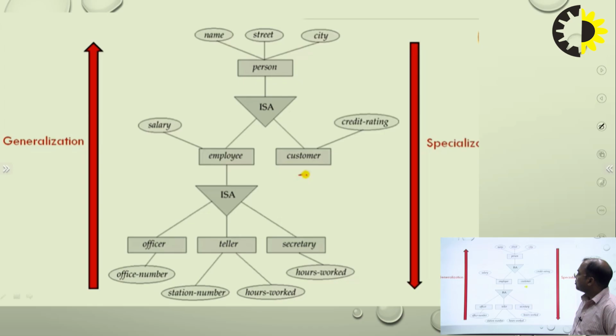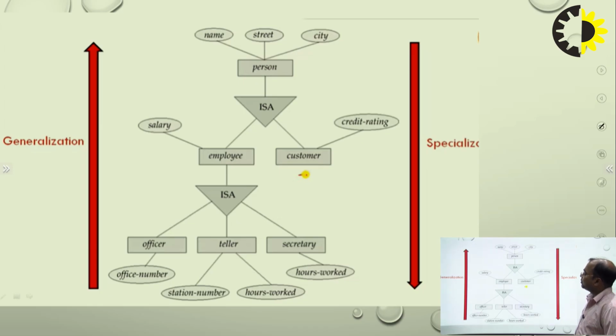Here, suppose we can have an employee. Employee is basically generalized, specialized as officers, tellers, and security. We can add extra features for this. And employee is also a person, and person is specialized as an employee, as a customer, and so on. So this is a very good example of generalization and specialization.